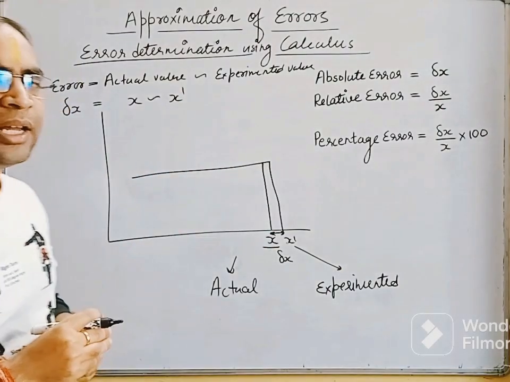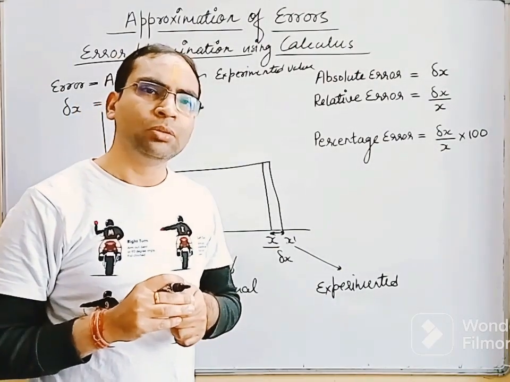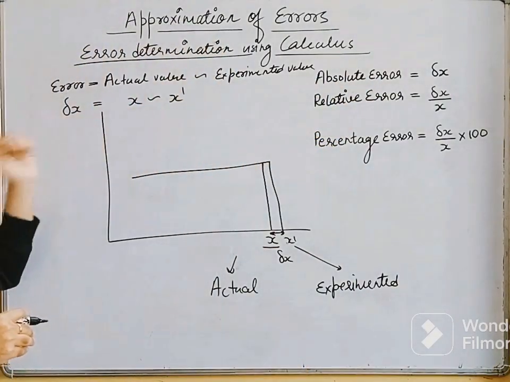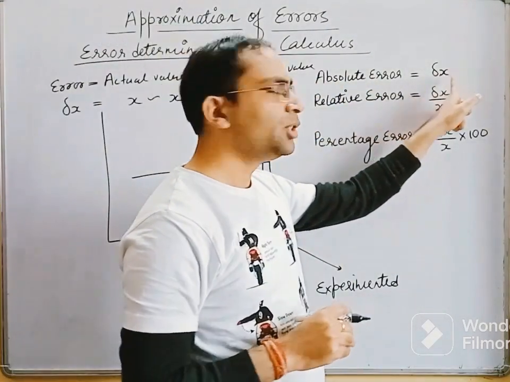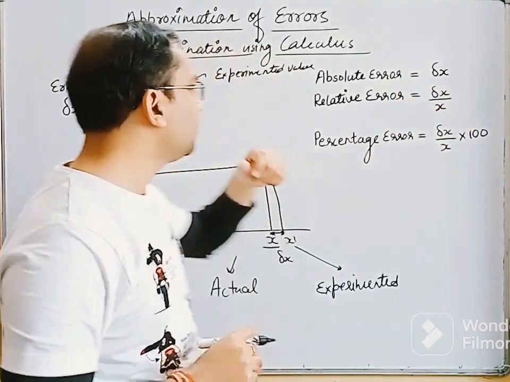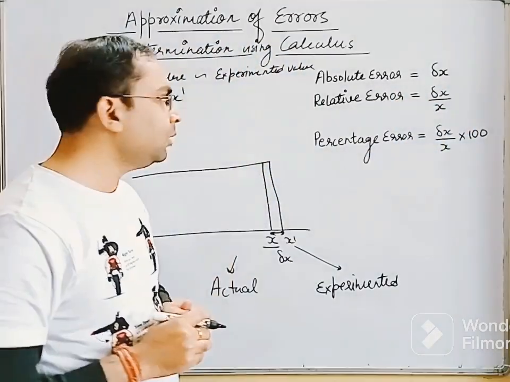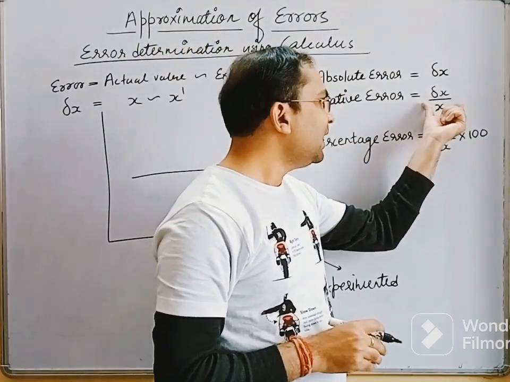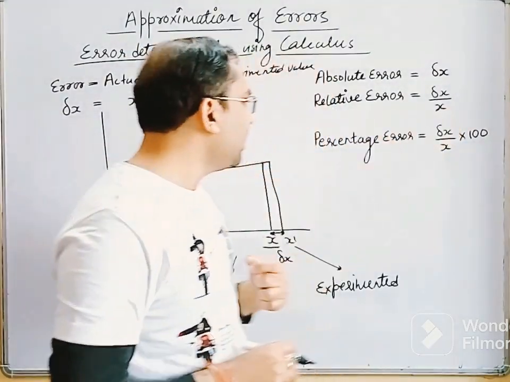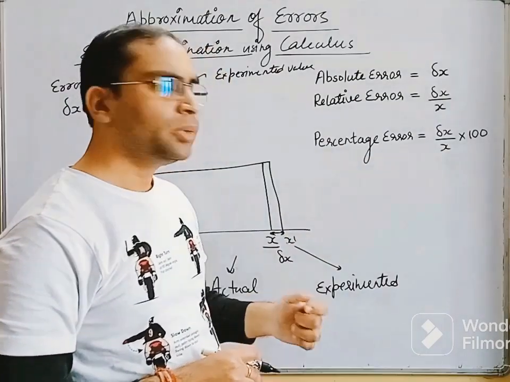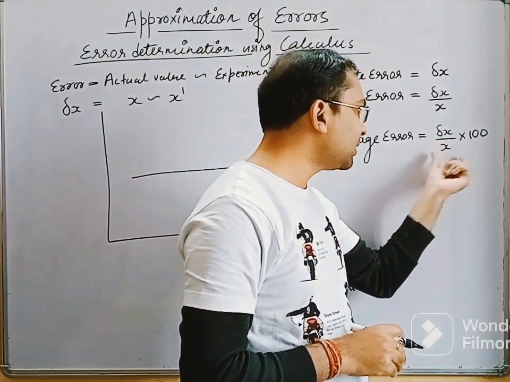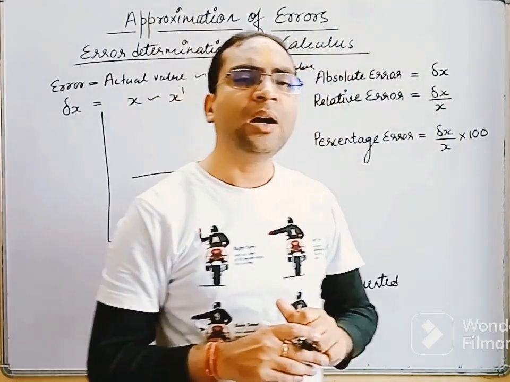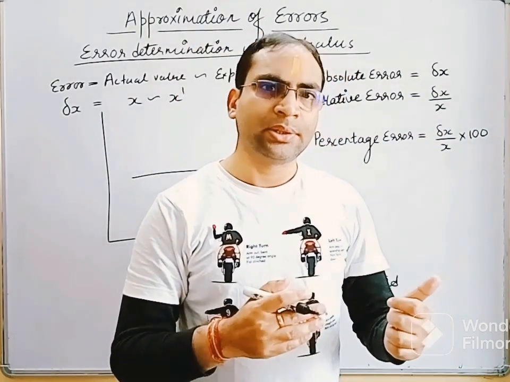So there are three types of errors that we need to measure. One is the absolute error, which we had just defined, symbolized by del x, which is the difference between the actual and the experimented value. Then we have the relative error, which is defined by del x upon x. And then we have the percentage error, which is defined by del x by x into 100. Now we will see an example of how we measure errors.